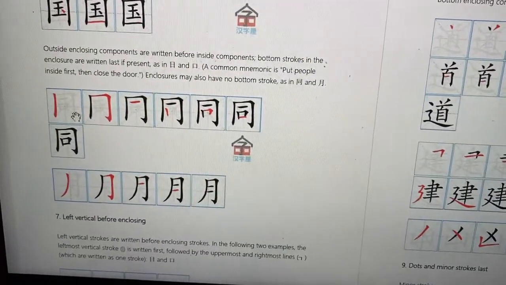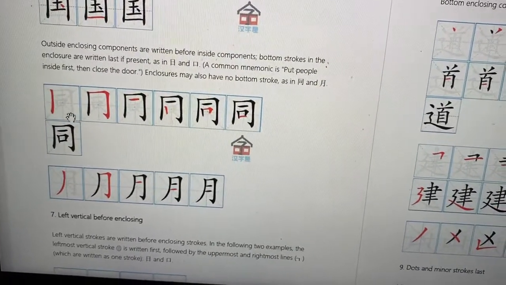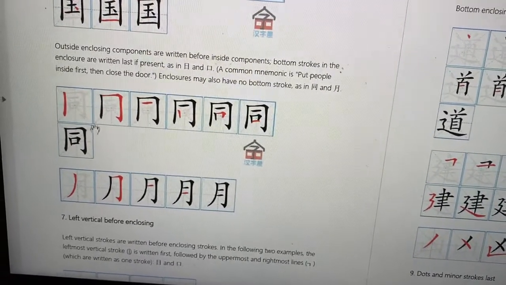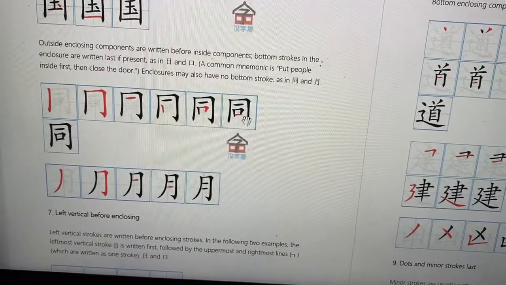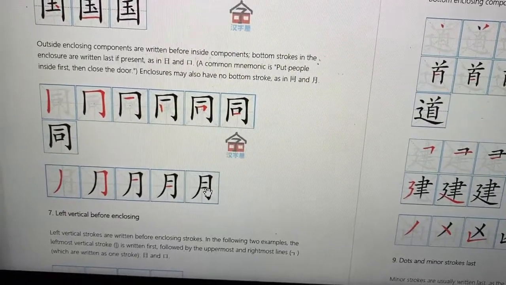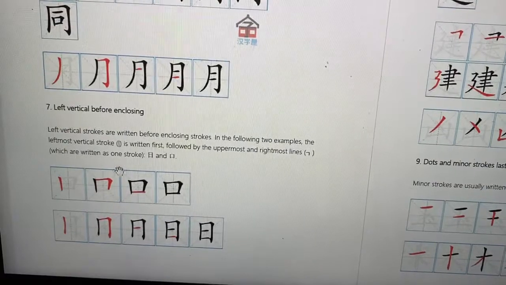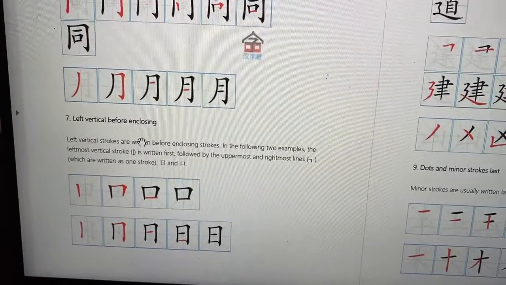And if you look at these 2 characters, like this one and this one, you may find they are not closed at all. So simply frame first, and then the content. Frame first, and then the content. And rule number 7 is also about the enclosing.